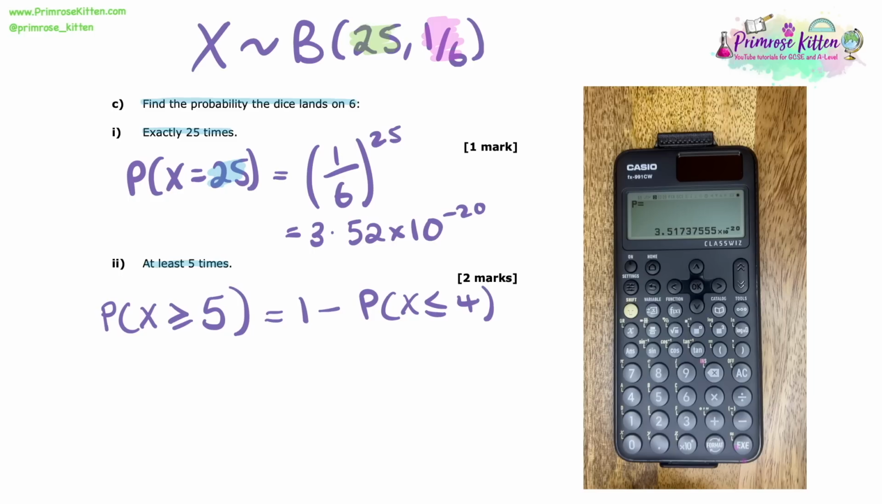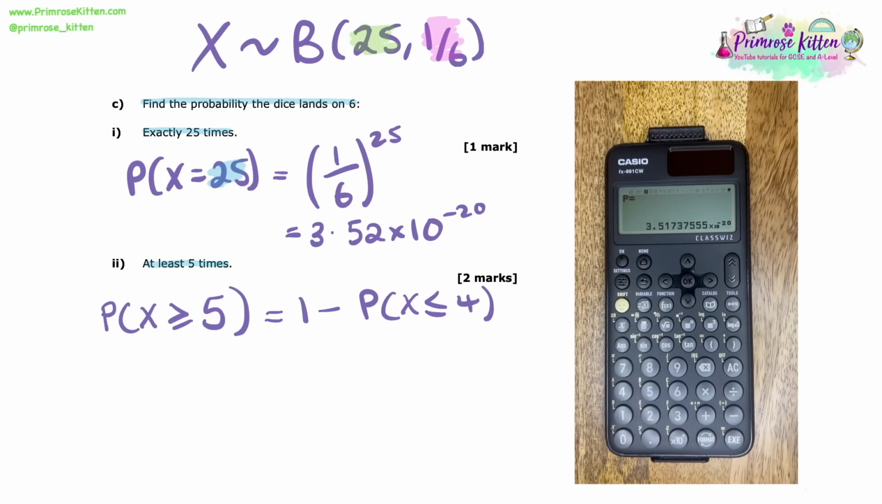Because think, if it's going to be 5 or more, then we could take the probability of 1, everything happening, and subtract the probabilities of it not being bigger than or equal to 5. So the probabilities of it being 4, 3, 2, 1, 0. And that's what this does. So let's have a look here at the calculator.